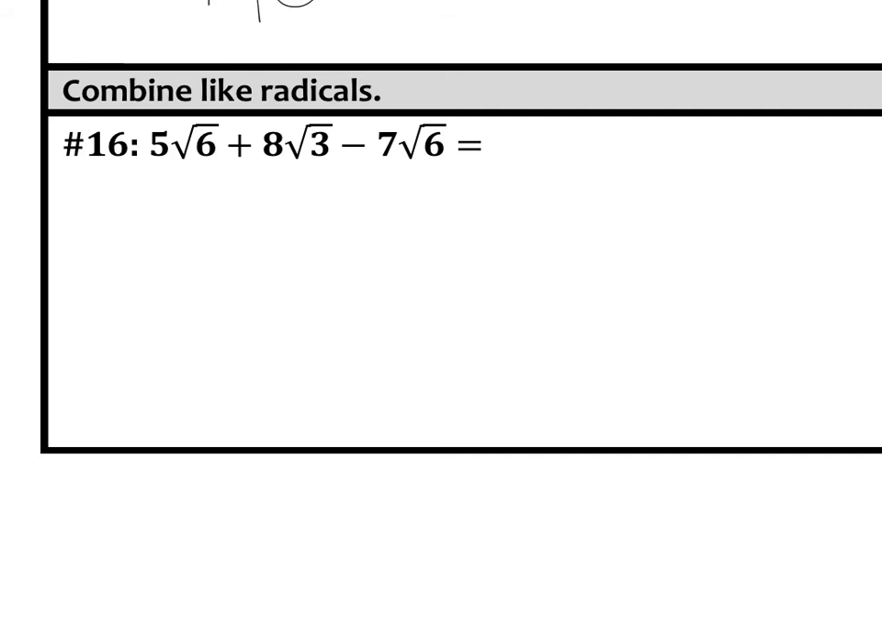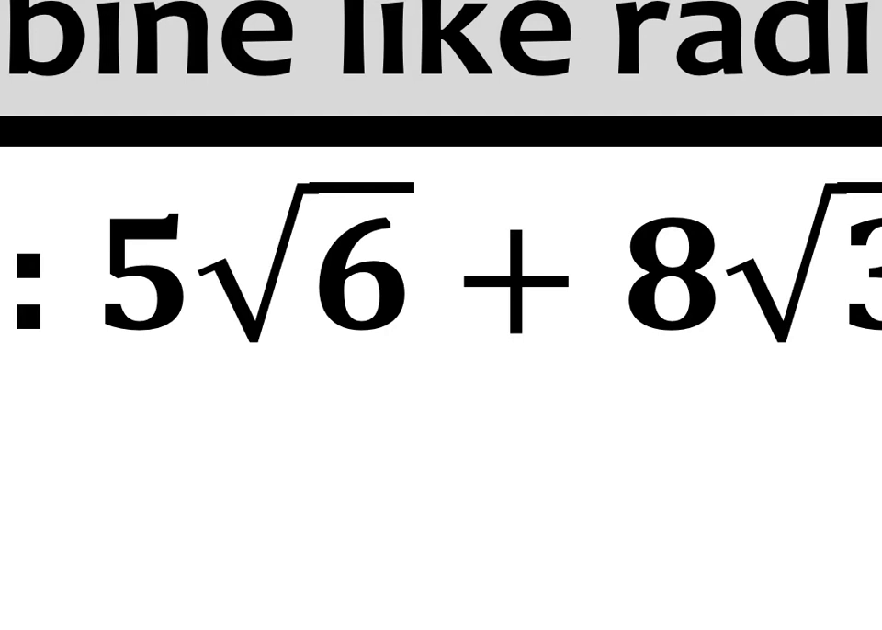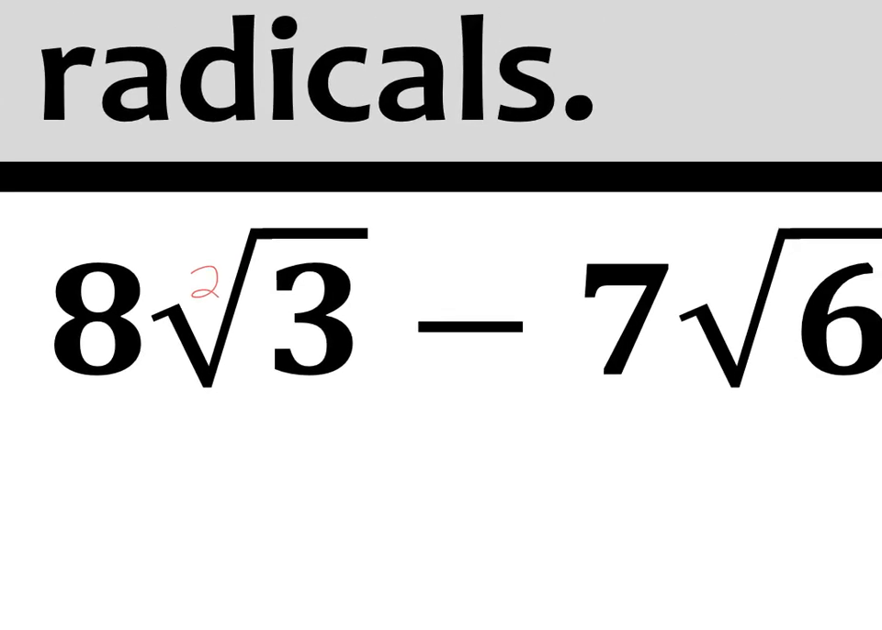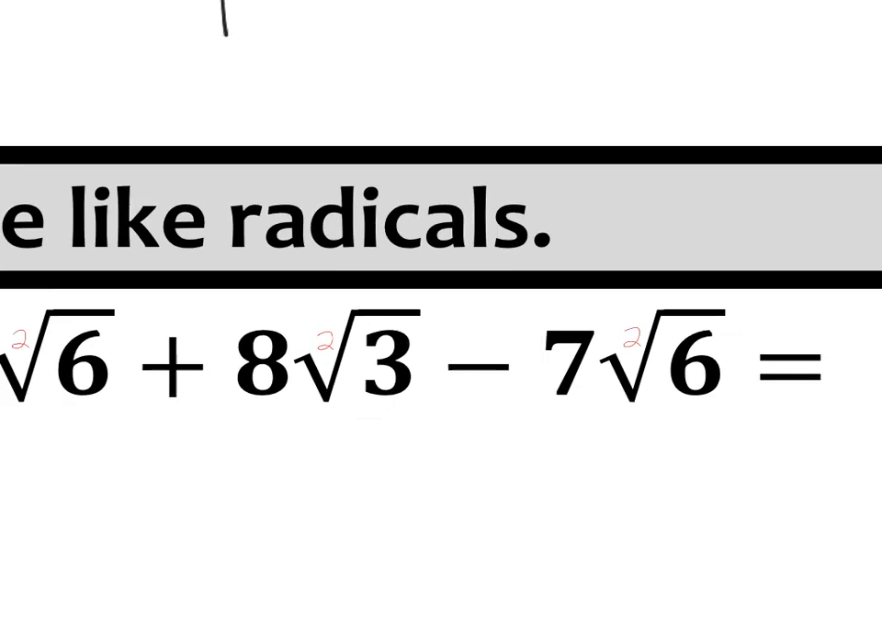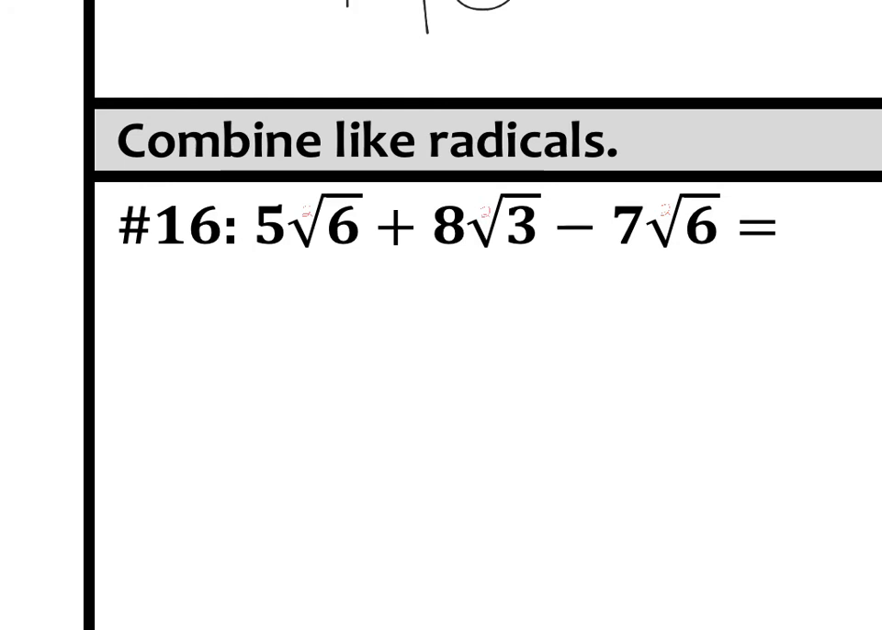Number 16, combining like radicals. This should feel a whole lot like combining like terms. Like radicals means that the inside of the radical has to be the exact same number, and the index or the root number has to be the same. On every single one of these, the root number is the invisible 2. We have an invisible 2 root on every single one of these. You do not have to write those 2's in.